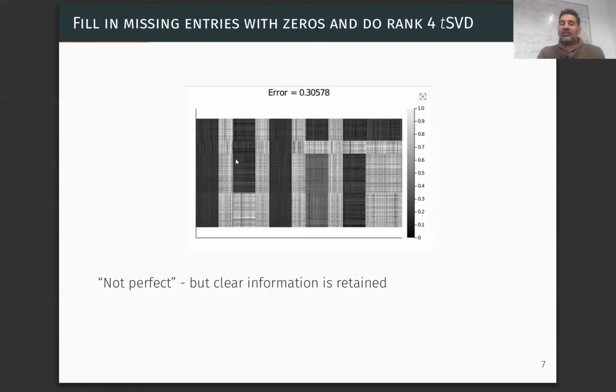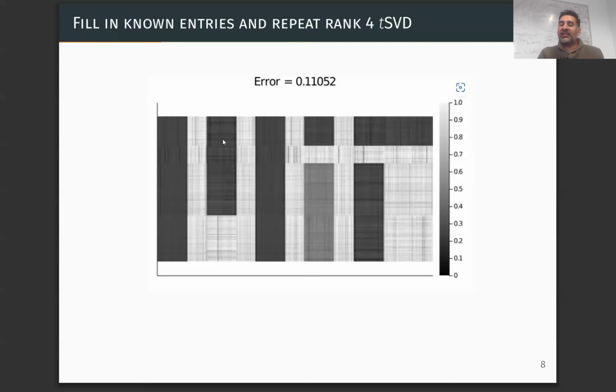In the second step, what I can do is replace the parts of the matrix with the entries that I know to be correct and do another truncated SVD. So it's almost like an alternating projection algorithm. And then I can keep repeating that procedure by utilizing the information of the entries that were revealed that I know to be perfect. If I do that, in the second step the error starts going down from 0.3 to 0.11.